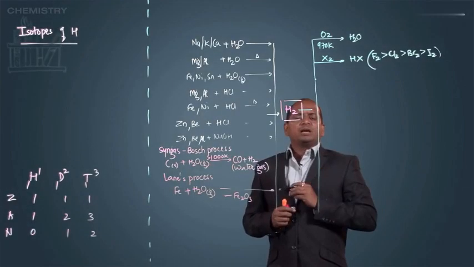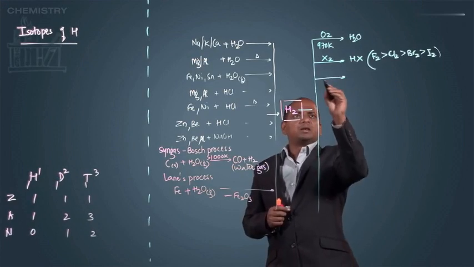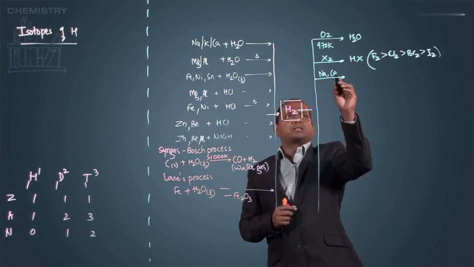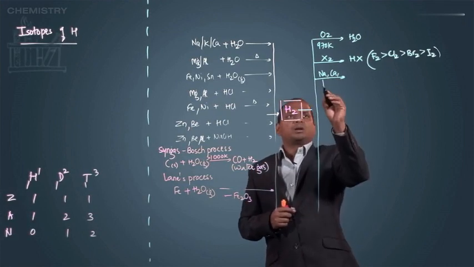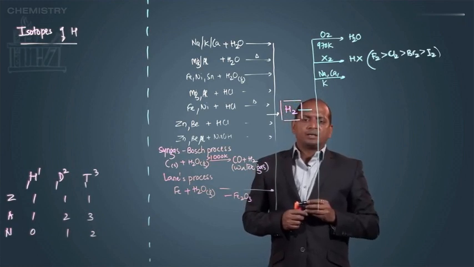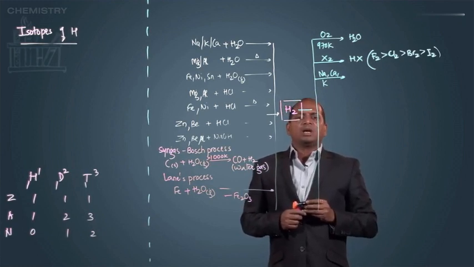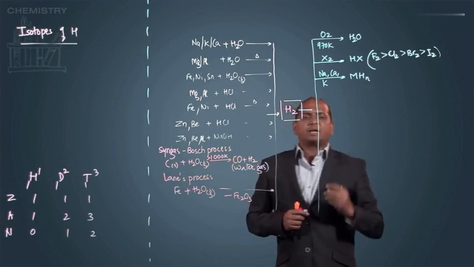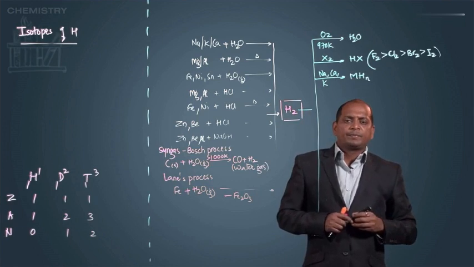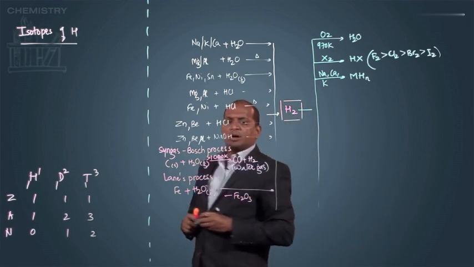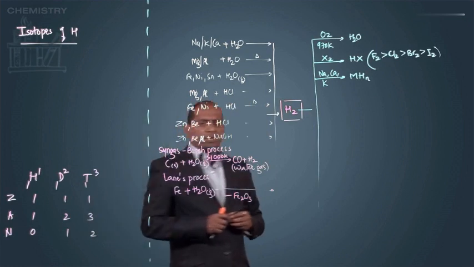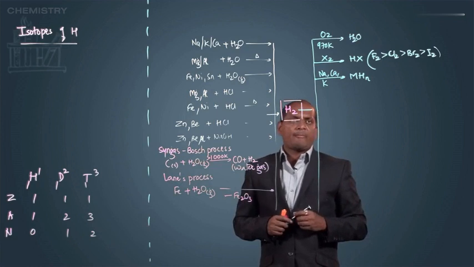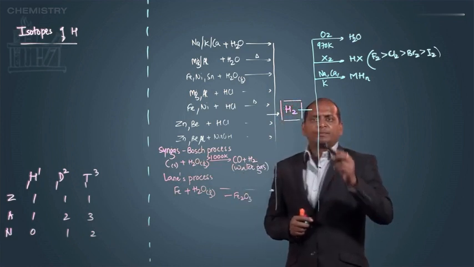Hydrogen can combine with active metals like sodium or calcium or potassium, alkali metals or alkaline earth metals, and gives you metal hydride. This n stands for the valency of the metal. So there may be formation of ionic hydrides, covalent hydrides or molecular hydrides. We are going to discuss that next.